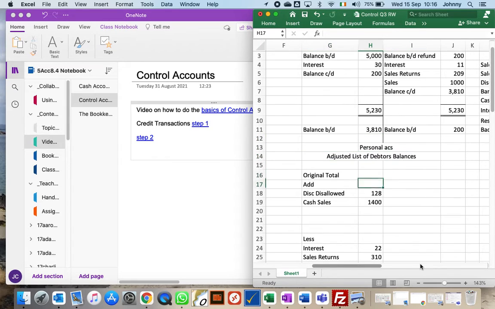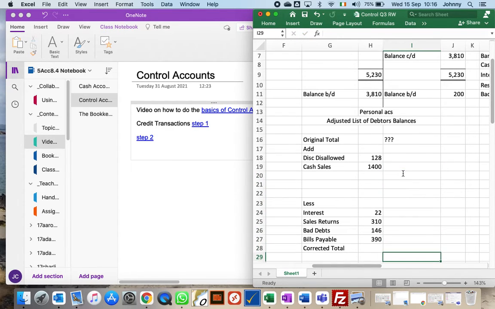The difference number I'm going to put down here at the end of my adjusted list of balances. I've got some entries with an adjusted list of balances, and I don't know what my original balance was, my original total. You're never given that in the question. So my corrected total, when this question is finished, I should get the same total in both documents. So when all of these errors are corrected, I should end up with those two numbers taken away. So 3610 should be my total.